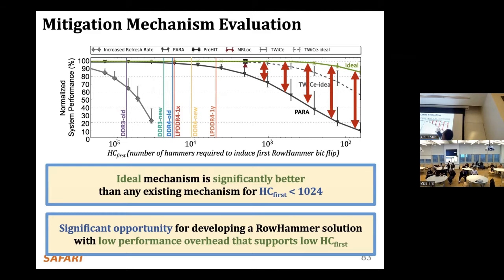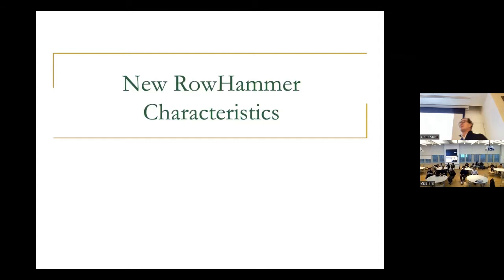You can see that it's also losing performance significantly if you get bit flips after around 1,000 hammers, for example. And then even the ideal mechanism is not great, as you can see over here, but it's better than everything else. So basically, we said that we need to develop much better mechanisms to solve this problem at low performance overhead. And there's a lot of work that happened after that, some of which I will mention. But we need more work, basically, because one of the things is we don't know what's missing, essentially. That's why we study RowHammer characteristics.